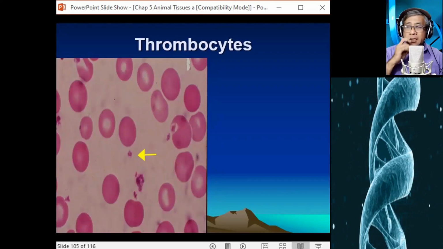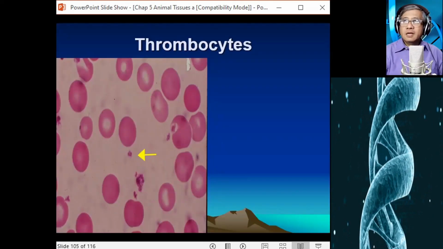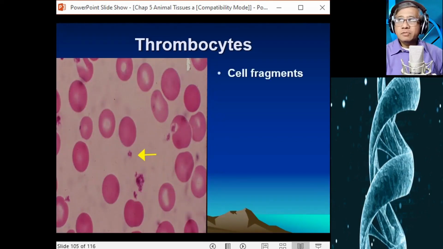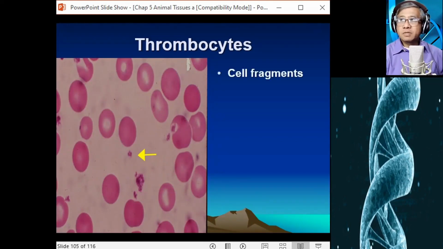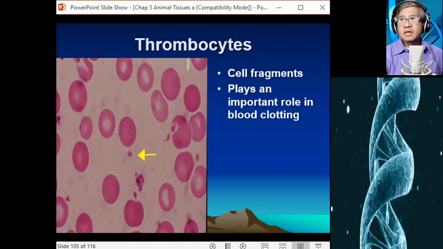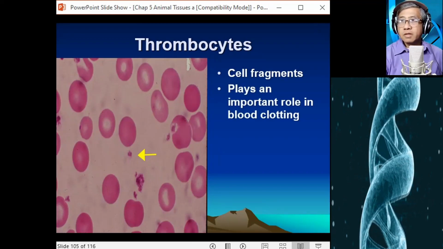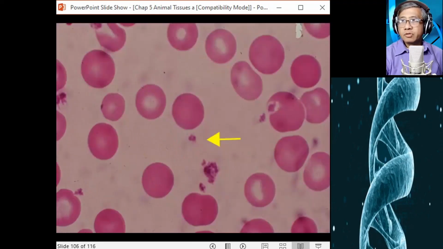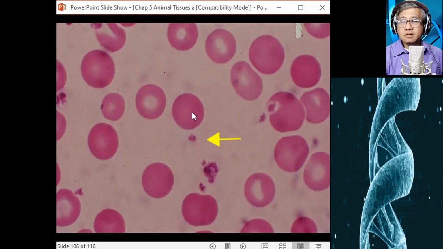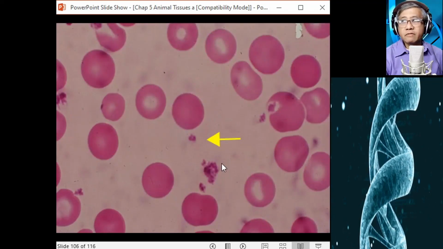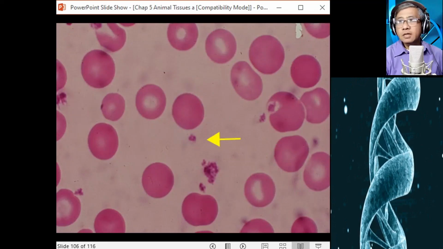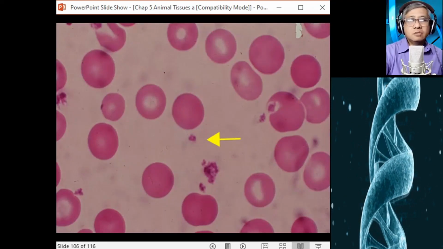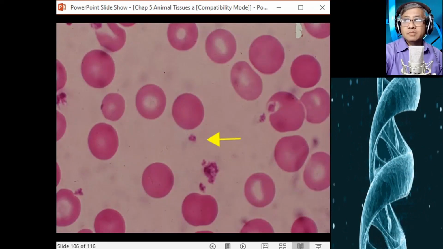Okay, and next we have thrombocytes. Thrombocytes or platelets, they are not really cells, but these are cell fragments. And these thrombocytes, they play an important role in blood clotting. Okay? Ayan guys, so those are the types of blood cells.